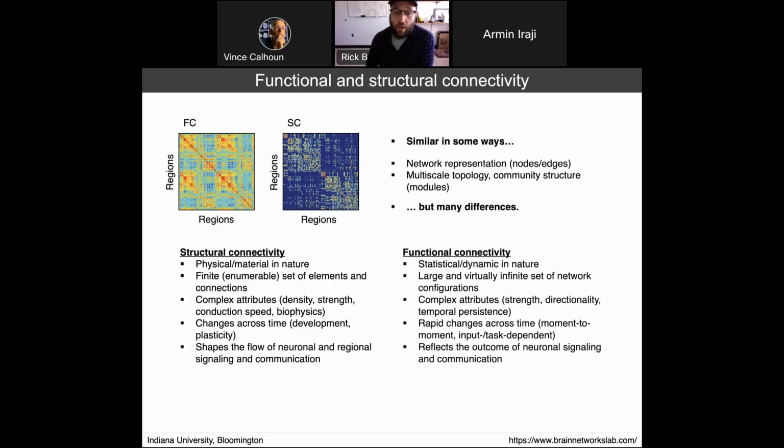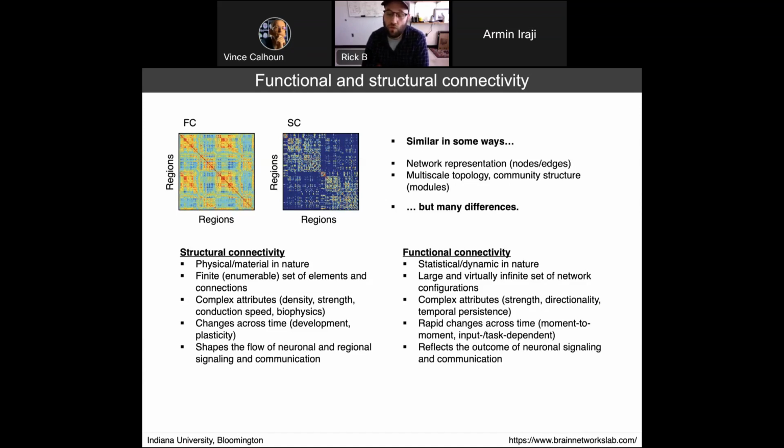Functional connectivity, on the other hand, is statistical in nature and dynamic. In principle, there's a large and almost infinite set of configurations that functional networks could adopt. And functional connections themselves have their own attributes, including persistence across time, directionality, and weights. But functional connectivity, because it is dynamic, can change from moment to moment, and it is input and context dependent. So depending on the task an individual is performing, depending upon their current state, functional connectivity can change rapidly.